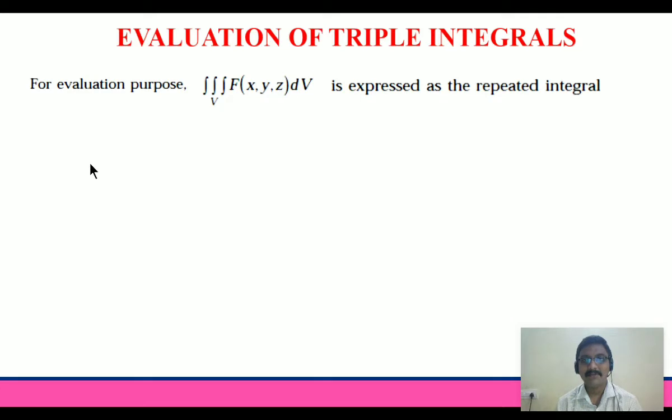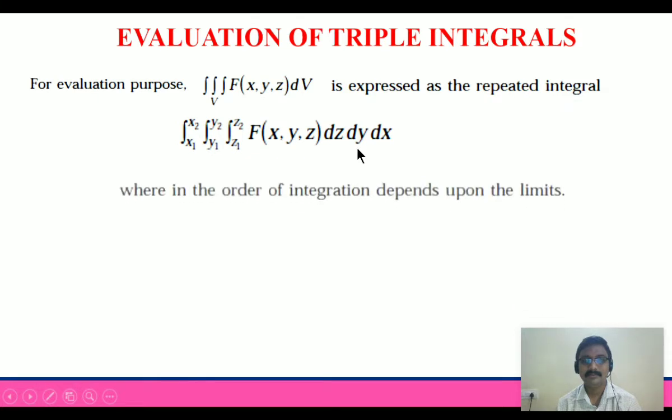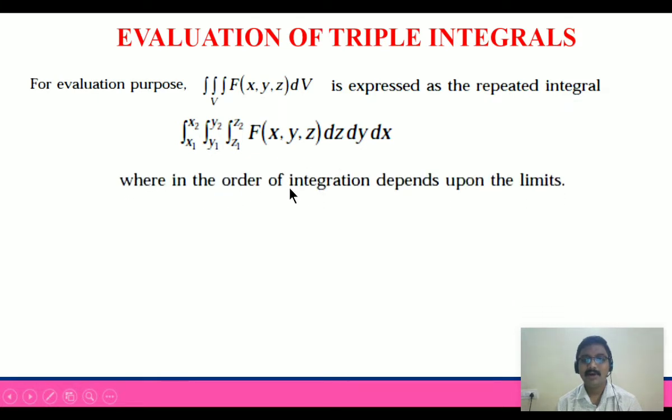For evaluation purposes, the triple integral over V of f(x,y,z) dV is expressed as a repeated integral. The repeated integral is the integral from x1 to x2, the integral from y1 to y2, the integral from z1 to z2, f(x,y,z) dz dy dx, where the order of integration depends upon the limits.